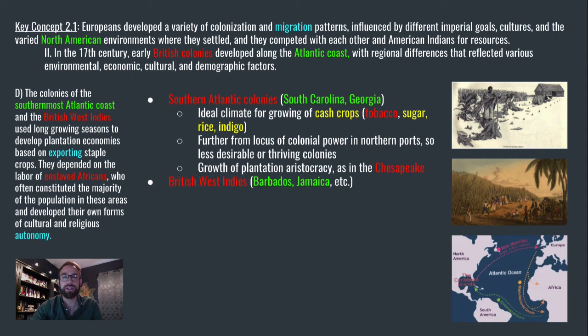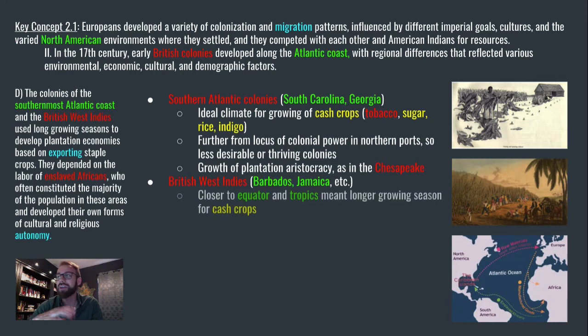Further south down in the British West Indies, so in the Caribbean Sea, a couple of the British-controlled islands there are Barbados and Jamaica, so still part of the British Commonwealth today. So as you get closer to the equator and the tropics, that means there's a longer growing season, so you can continually grow, especially sugar, more often.